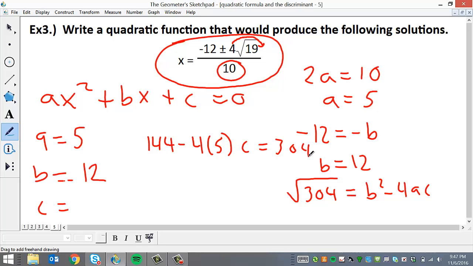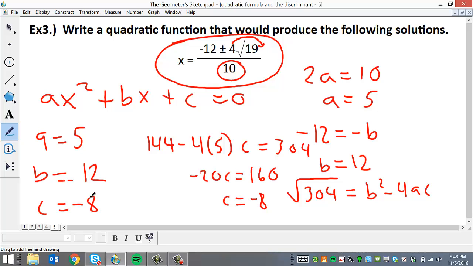Okay? So if I clean that up a little bit, I'm going to subtract the 144 on both sides. So 304 minus 144 is 160. And negative 4 times 5 is negative 20. So I have negative 20c equals 160. So then, to solve for c, all you have to do is divide both sides by negative 20. And we settle at negative 8 for our c value.